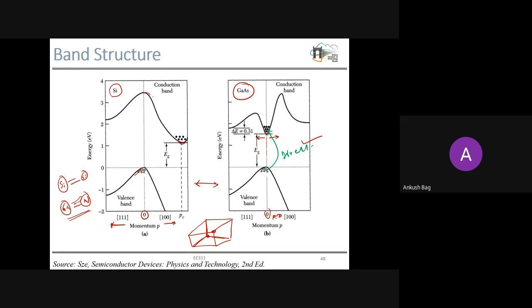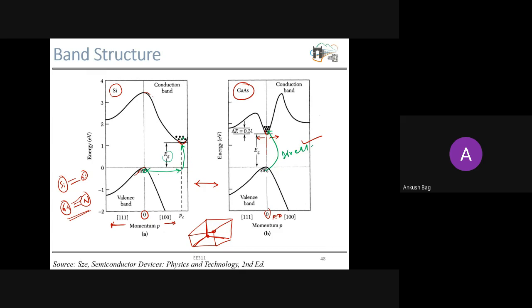So when an electron moves from the valence band to the conduction band, the change will be in terms of energy. But in silicon, if you want to move one electron from the valence band to the conduction band, not only do you need a change in energy, but this electron should also have some change in momentum. So there will be a momentum change of your electron, and then there will be the change in the energy.